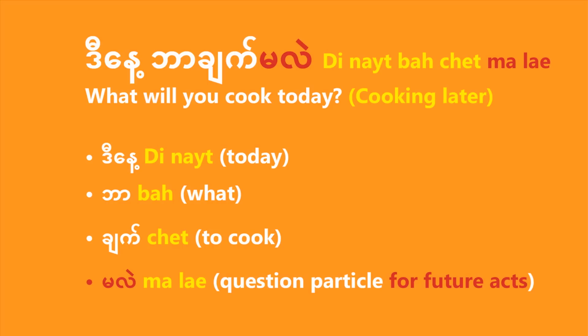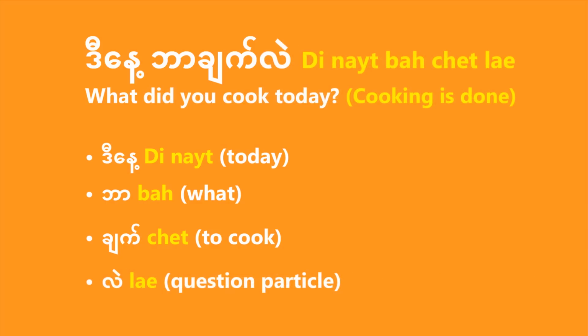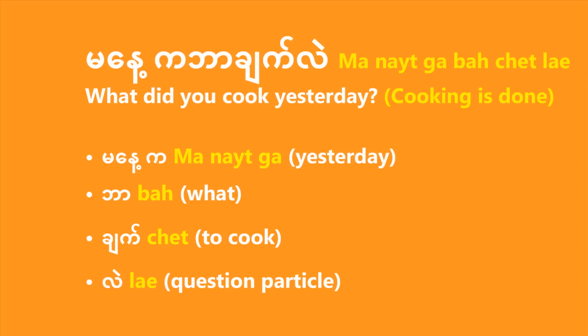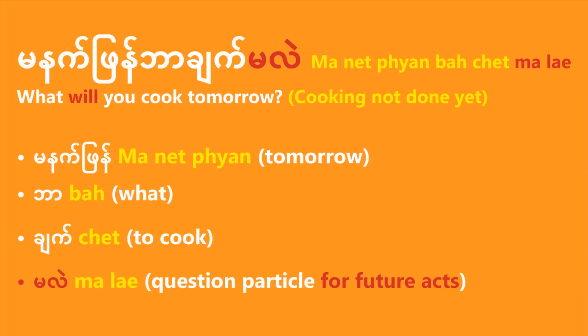So one more time. Dine ba le is the way to ask, what did you cook today? That is, the cooking is done. Or Dine ba male is the way to ask, what will you cook today? Or what are you going to cook today? By the same token, if you want to ask, what did you cook yesterday? You say, Manega ba le. What did you cook yesterday? And if you want to ask about tomorrow, you say, Manepyam ba male. What will you cook tomorrow?